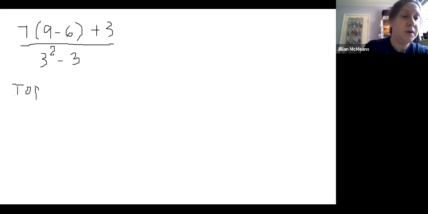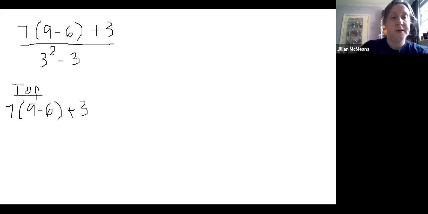So for the top, I have 7 times 9 minus 6 plus 3. And you start with parentheses, okay? And one thing I want to point out is this 7 times parentheses 9 minus 6. If you ever have a number that is in front of parentheses, but there's no operation, no plus sign or minus sign in between, it is automatically assumed to be multiplication, okay? So this is really telling me 7 times parentheses 9 minus 6 plus 3.